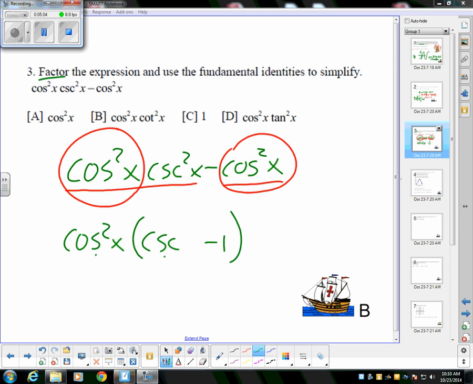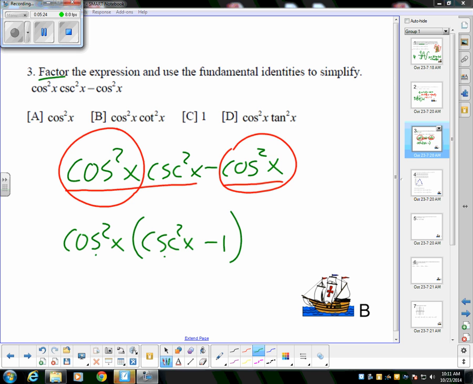Cosecant, yeah, I need the square back, sorry. Cosine times cosecant is cosine cosecant. Cosine times -1 is cosine negative cosine. Still seeing that? So I factored it correctly. Now the question is, does this match one of our answer choices up there? It doesn't, does it? So we've got to go one step further.